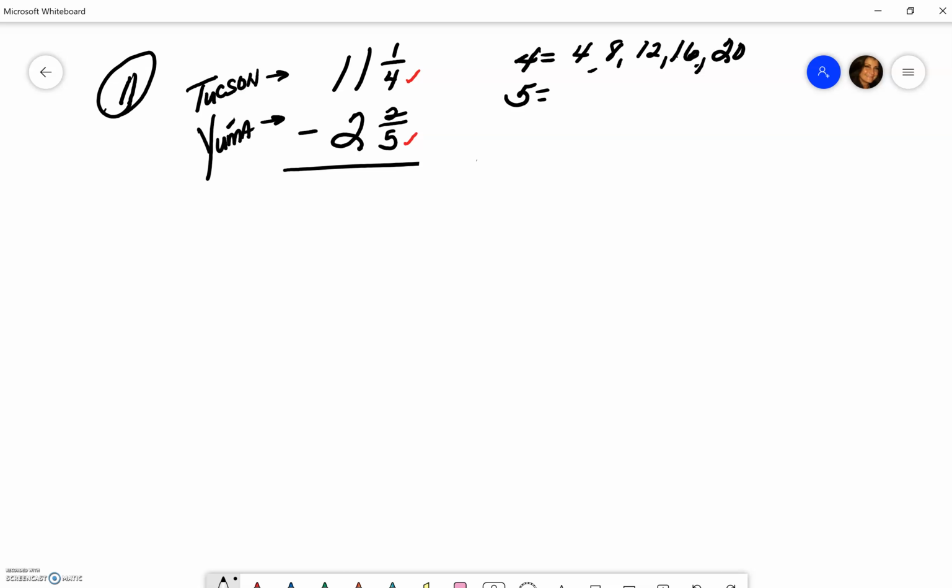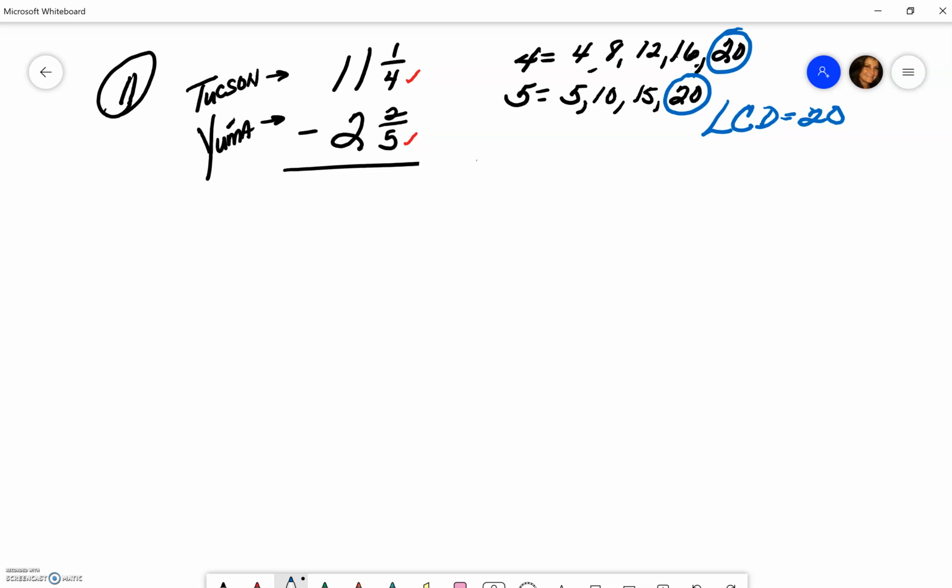And then the same process with 5. 5 times 1, 5 times 2, 5 times 3, 5 times 4. And then you can see here's the lowest common multiple. All right, so now we know our lowest common denominator is 20. So I'm just going to write that here. Lowest common denominator equals 20.